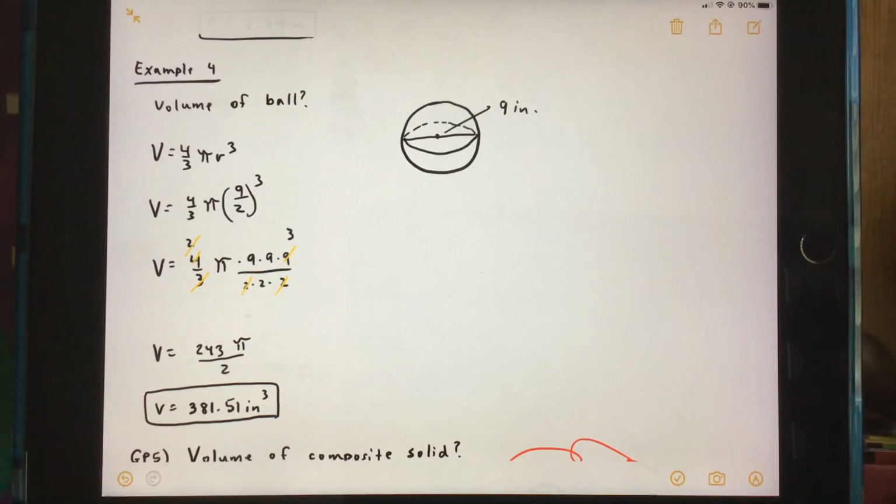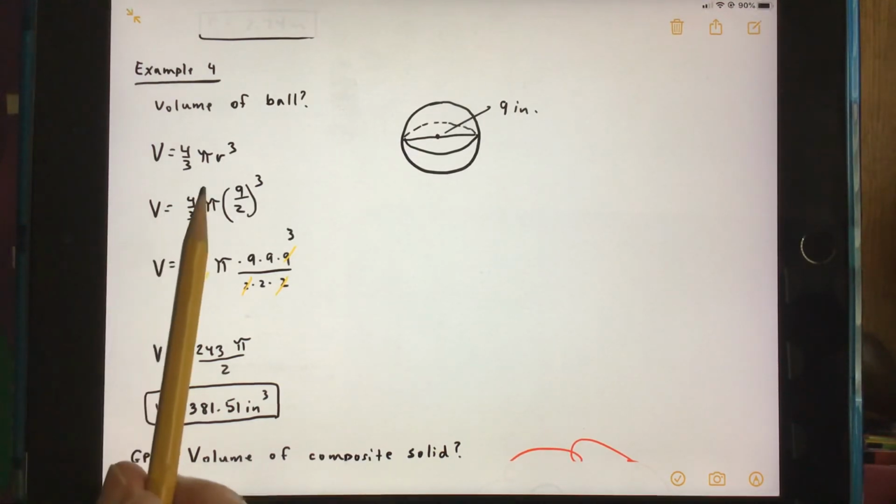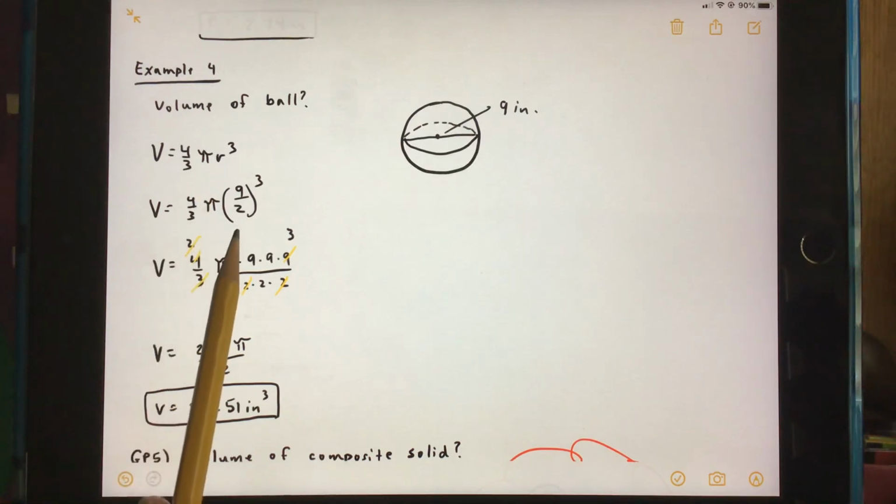And they give you the diameter of that soccer ball. It's 9 inches all the way across. My radius will be half the amount of my 9 inches, so 9 divided by 2. You can either write that as 9 halves, 4.5, any of those values would work well in this formula. So volume is 4/3 pi r cubed is the formula I start with. I'm going to plug in my 9 halves, or I could have written 4.5.